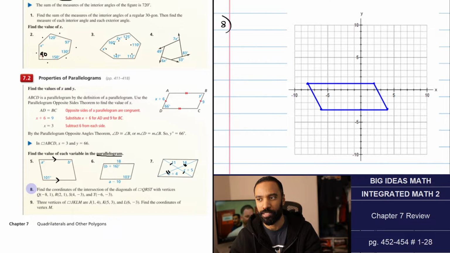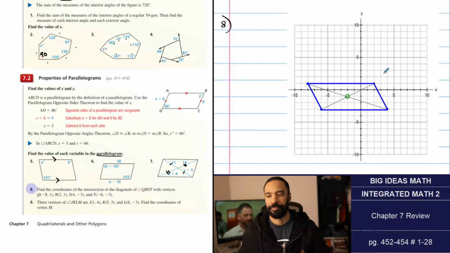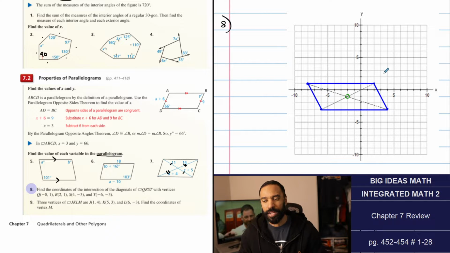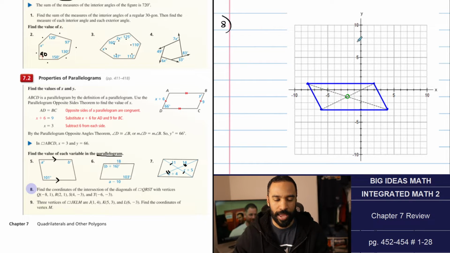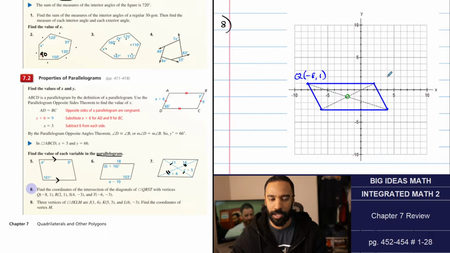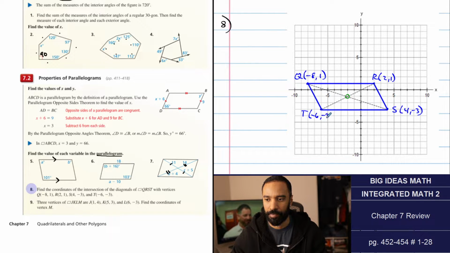But if they're at some half points, you might want to think a little more closely on how you're going about that. So what if I did a faint dotted line diagonal here and here. It looks like we have the diagonals bisecting each other right there at -2, -1. And I'm sure that's the correct answer. Let's say we didn't have the graph. Let's label these, not just label, but actually give the ordered pairs. Q is -8, 1. R is 2, 1. S is 4, -3. And T is -6, -3.